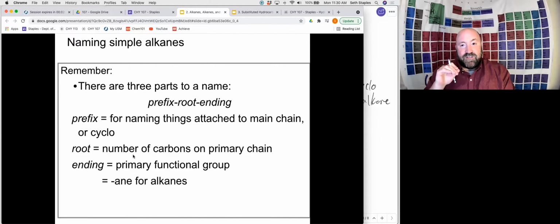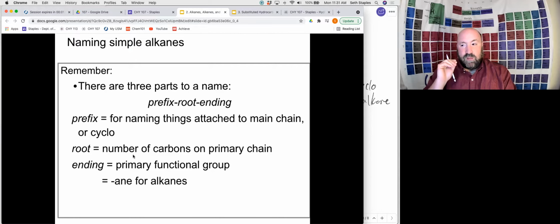The prefix is for naming things that are attached to the main chain, or for letting somebody know that we're talking about a cyclocompound. We're going to focus more on that in our next lecture when we start talking about substituted hydrocarbons. For now, for our prefix, we're just going to look at a couple cyclo examples. But that's the whole idea of the prefix, identifying and naming things that are coming off of our main chain. The root, that is our main chain. That is our primary chain.